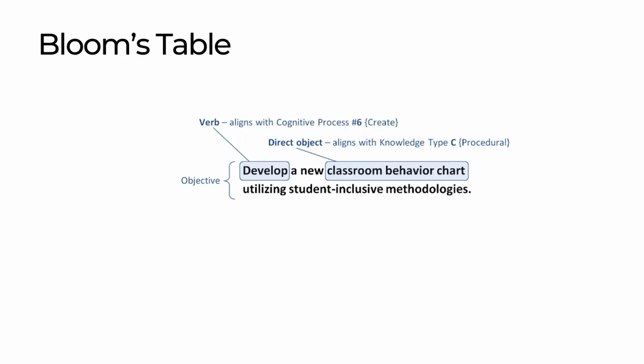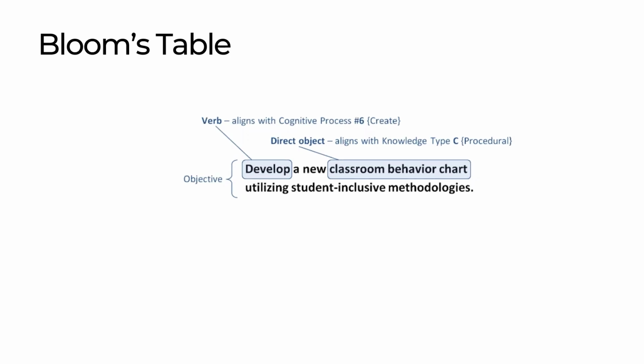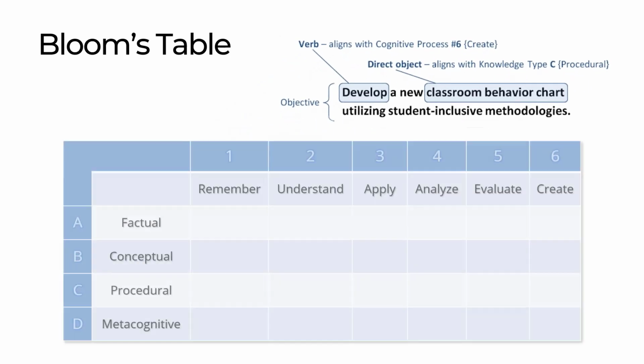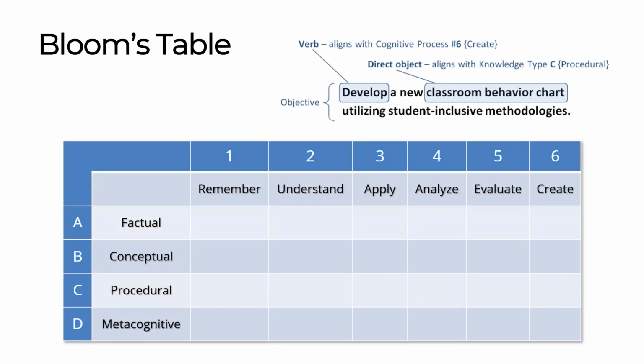And so I know that this objective aligns with cognitive dimension 6. The direct object, a new classroom behavior chart, would be something procedural. And so I'm looking at knowledge type C. So I'm going to pull up that table again, so that we can see, put a laser here, we can see for column 6, to create, the direct object is C, knowledge type C, procedural. And so I can go ahead and put a check in 6C.